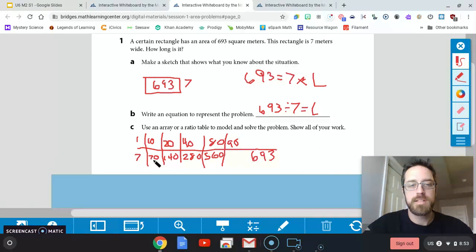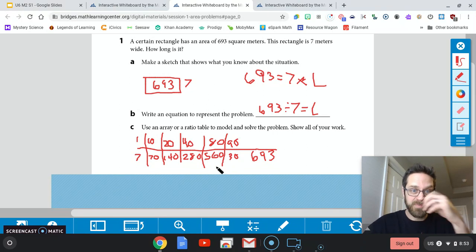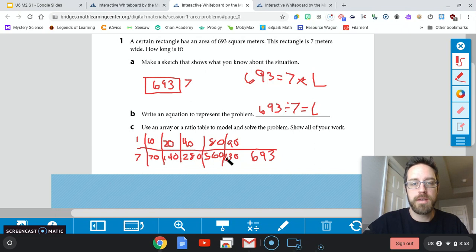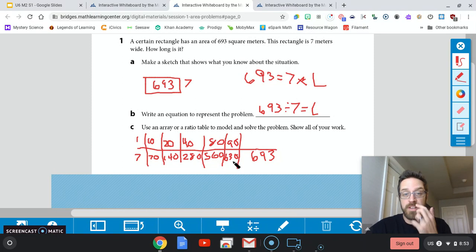And 560 plus 70, that would be 630, okay? 630, so now again, basic facts. I have to look and see. I'm getting pretty close to 693. In fact, how far away am I from 693?